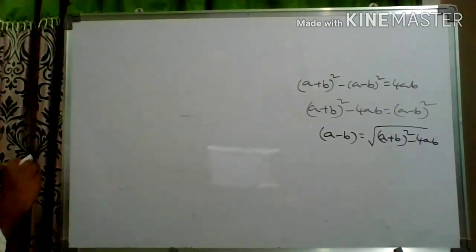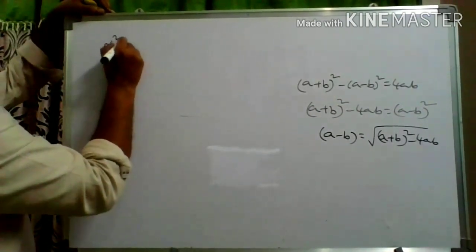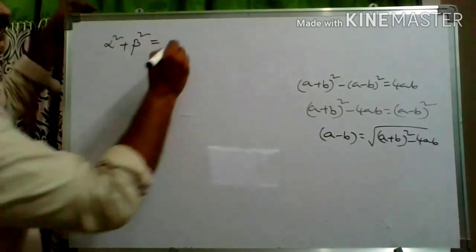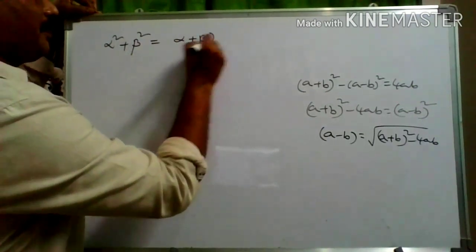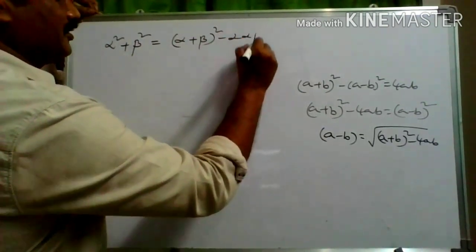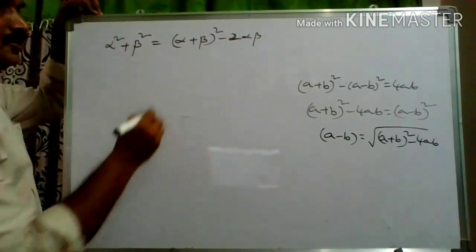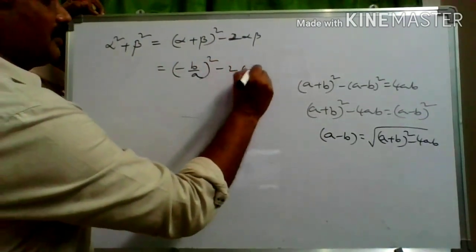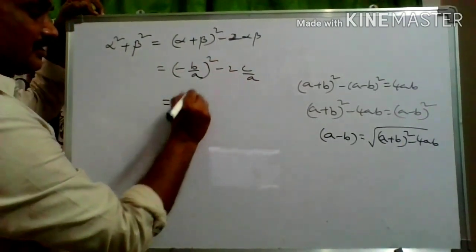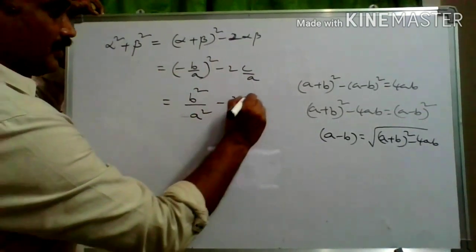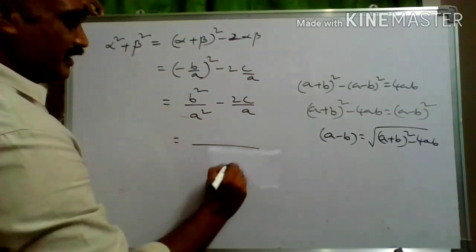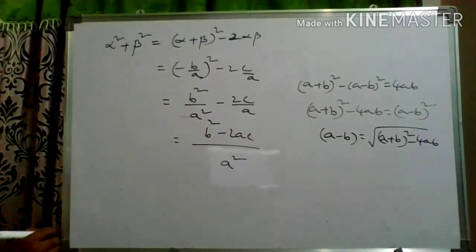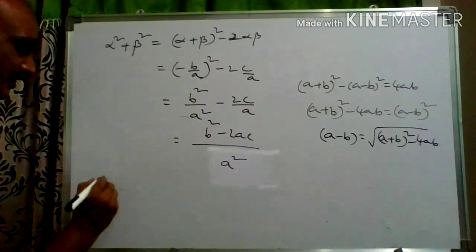Students, what is alpha square plus beta square? Alpha square plus beta square is equal to (alpha plus beta) whole square minus 2 alpha beta. Friends, alpha plus beta is equal to minus b by a whole square, minus 2 into alpha beta, which is c by a. This is b square by a square minus 2c by a. LCM is a square: b square minus 2ac. So alpha square plus beta square is equal to b square minus 2ac by a square.